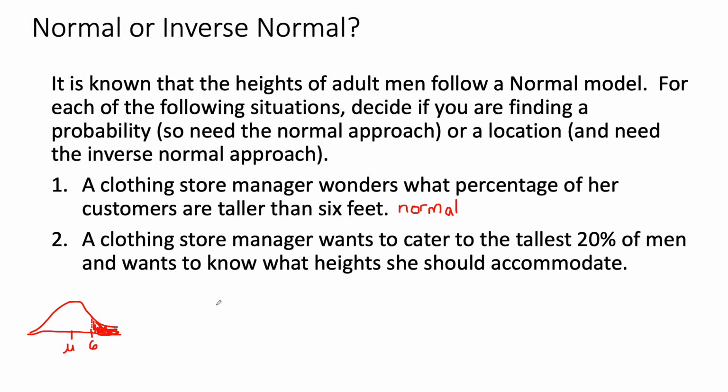What about part 2? A clothing store manager wants to cater to the tallest 20% of men and wants to know what heights she should accommodate. So in this case, we still have a normal curve for our heights. And the mean is somewhere here. But now we want to cater to the tallest 20% of men. So that's going to give me an area or a percentage or probability. So what I know is that this shaded region here is going to be 20% or 0.20. And what I'm looking for is the height that corresponds to this area. So this is going to require the inverse normal approach.